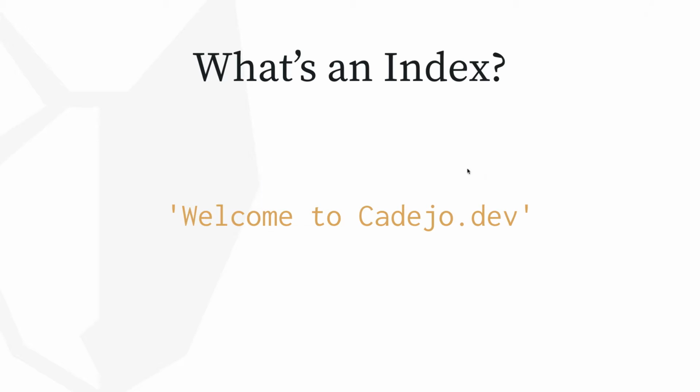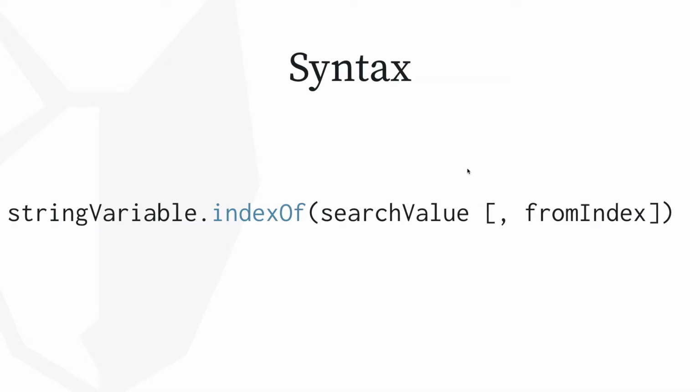The function looks like this. We first have to provide the function with the exact value that we're looking for. It's this search value we see right here. And the second one is going to be the value that they called fromIndex, which basically means where do you want to start.